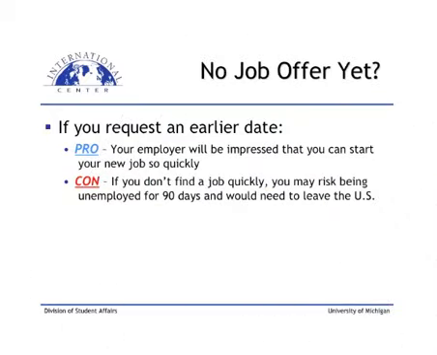Now we will go over the positives and negatives of choosing earlier dates or later dates in your 60-day grace period when you do not yet have a job offer. The positive side of requesting a date early during your grace period to begin your OPT without a job offer is that if you do receive an offer of employment, your employer will be very impressed that you can start at the earliest available moment. The negative side to this is that if you do not find a job quickly, you may risk being unemployed for 90 days and lose your F1 immigration status. At that point in time, you may need to leave the United States.